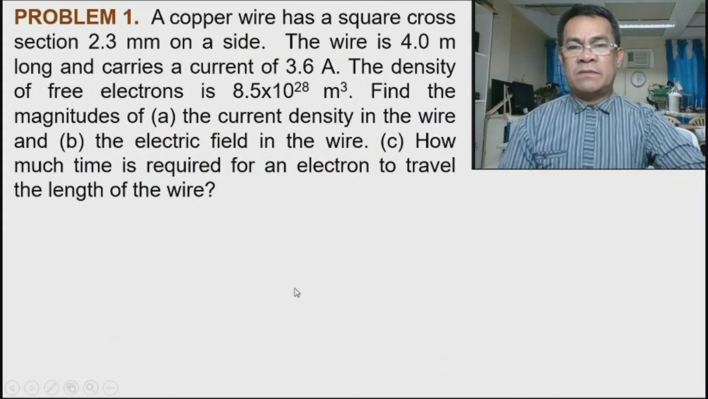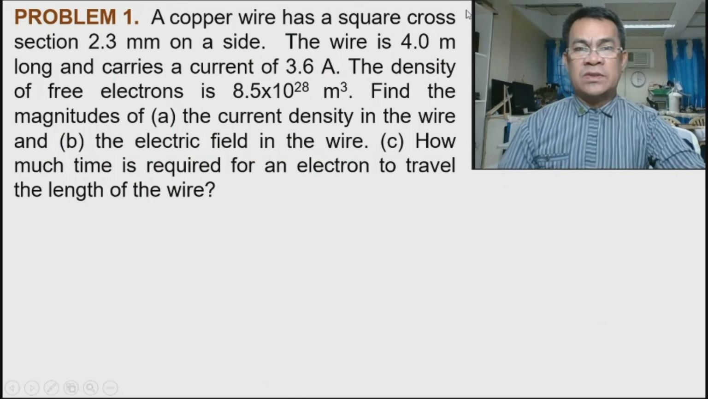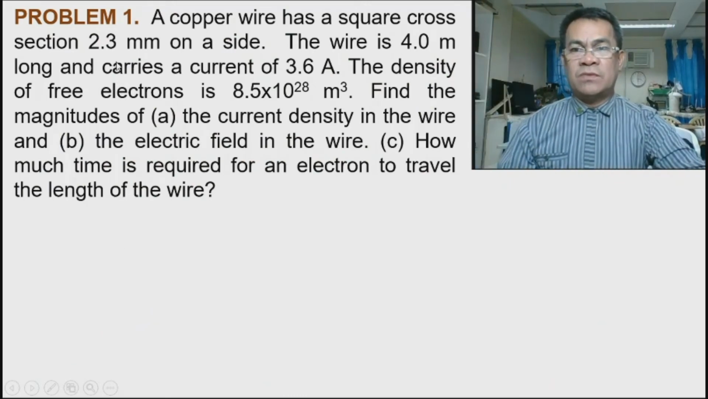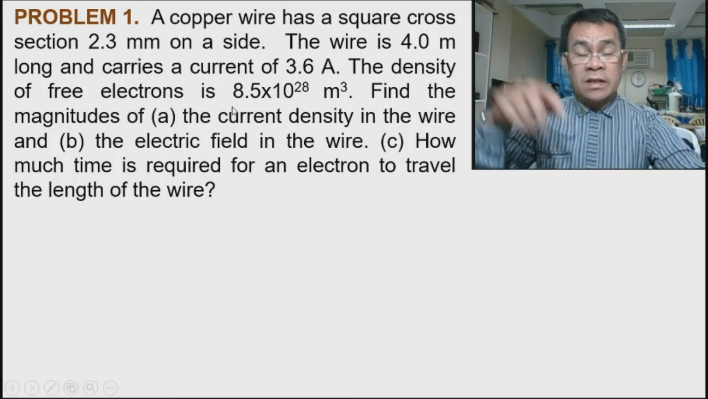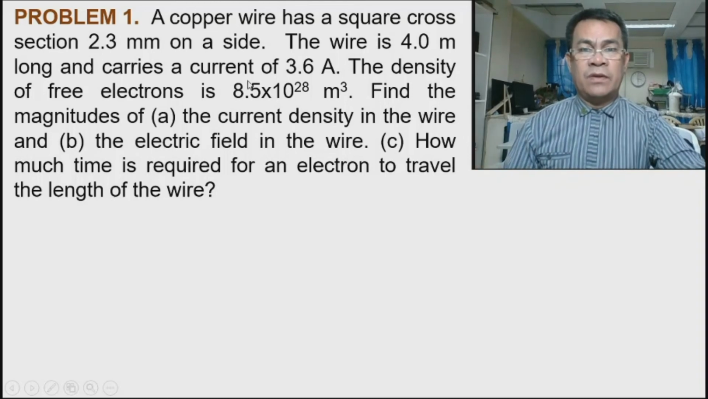Okay, so it solves this problem. A wire has a square cross section. Imagine a wire has a cross section of 2.3, the length is 4 meters, and it carries a current of 3.6. So therefore, there's a current on it. The density of the free electrons N, remember N in our video number 1, is 8.5 times 10 to the 28 per cubic meter, sorry, this should be minus 3 per cubic meter. Find the magnitude of the current density in the wire.